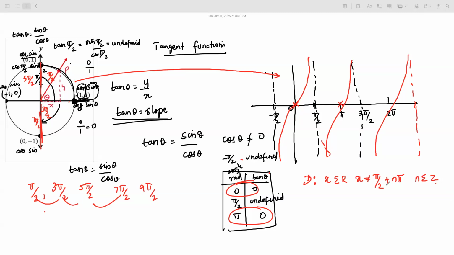You see, n is an element of Z means substitute 0, so pi by 2 gets carried out. Substitute 1: 1 pi plus pi by 2 is 3 pi by 2. If I substitute 2, 5 pi by 2. If I substitute 3, 7 pi by 2. Do you get it? Okay, now, what is the range? Wouldn't the range be all real numbers? Yeah, minus infinity to infinity. Correct. So y-intercept is at?